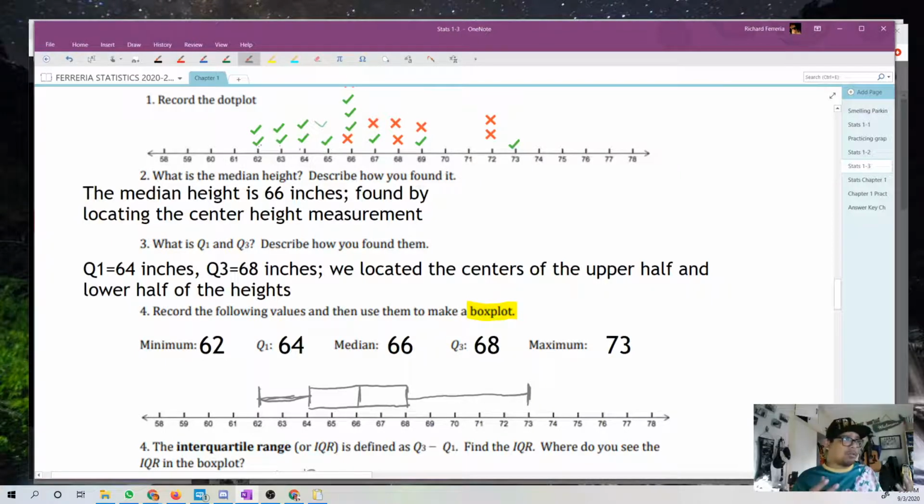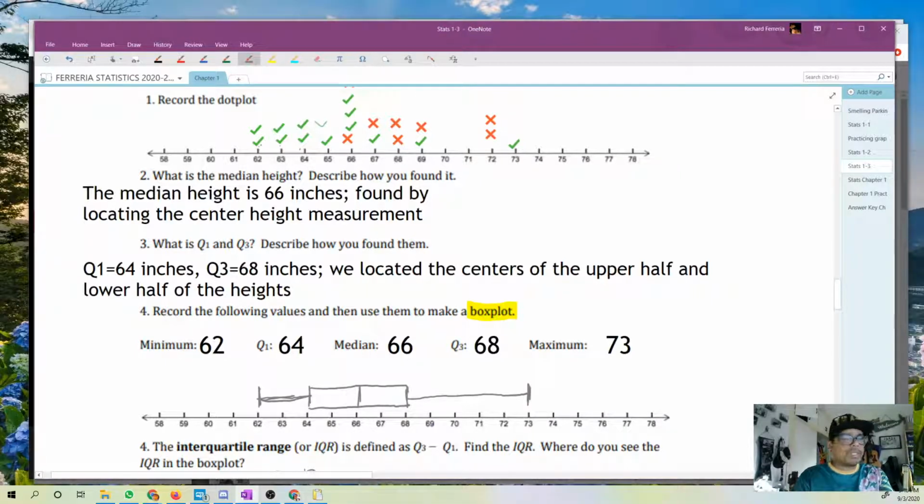I know in elementary school and middle school, they'll often call this the box and whiskers plot. We're not going to be that cutesy here. It's just the box plot.